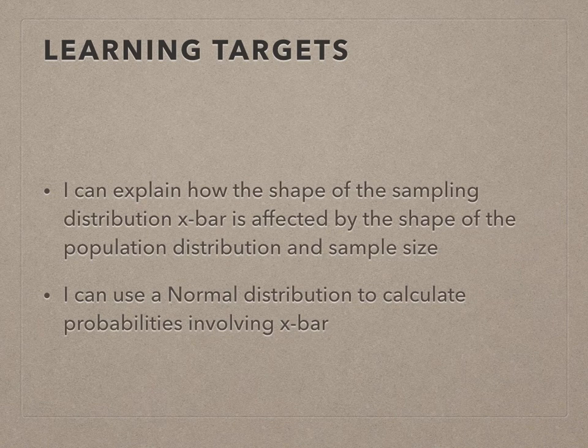Anyways, learning targets. You're going to be able to tell yourself, I can explain how the shape of the sampling distribution x bar is affected by the shape of the population distribution and sample size, and I can use a normal distribution to calculate the probabilities involving x bar. You might think to yourself, oh, this sounds kind of like stuff we've been doing already, but it's a little bit different.